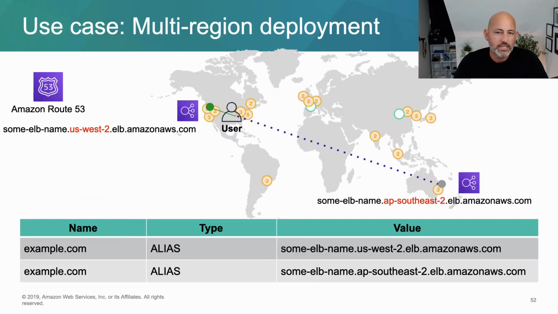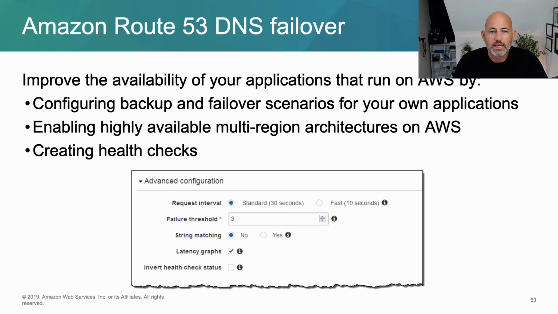One use case would be multi-region deployment, where you would have latency-based routing and load balance routing to availability zones. Again, you want to check out where a user is coming from and then give them the right resource. With Route 53 DNS failover, you can also improve the availability of your application by configuring backup and failure scenarios, enable multi-region architectures, and create health checks.